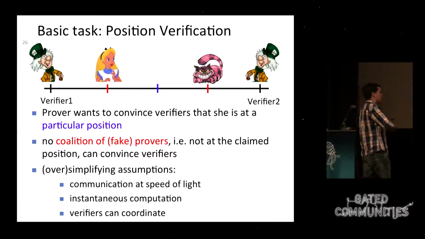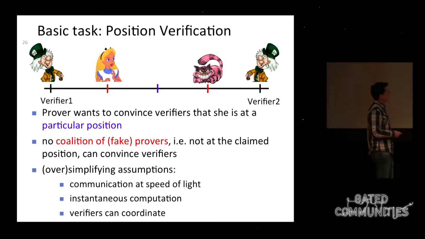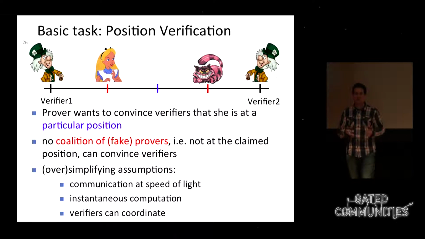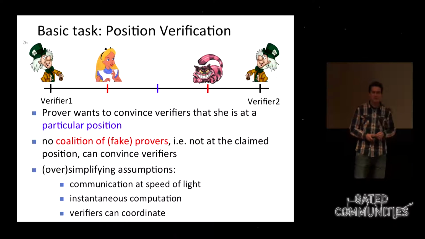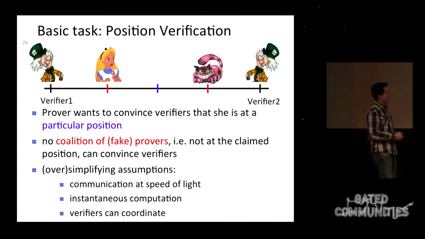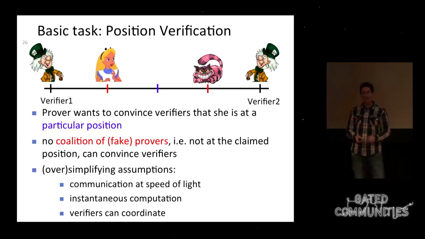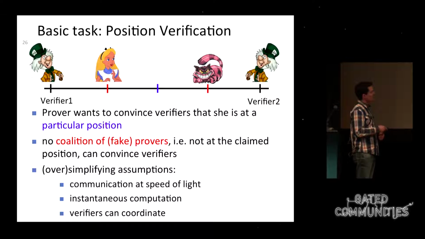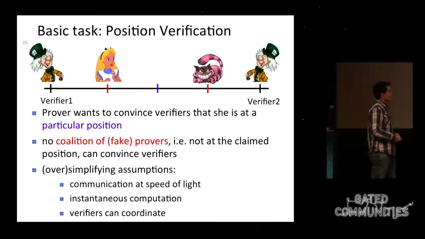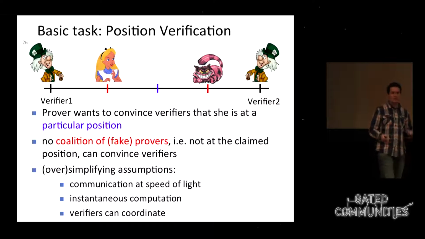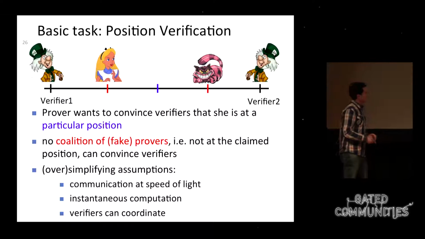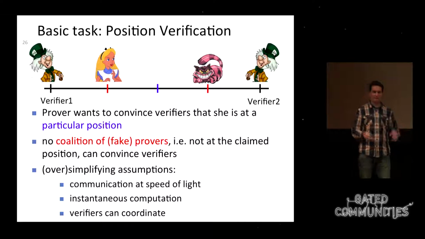And even more unrealistically, I'm going to make a lot of oversimplifying assumptions. For instance, that communication between the players is going to happen at the speed of light, which is actually not true in reality. Even if you send information through optical fibers, it travels at less than the speed of light. I'm also assuming that computation is instantaneous, doesn't take any time. Of course, that's also not true. And I assume some back channels for the verifiers so that they can coordinate their actions. This is less of a point.